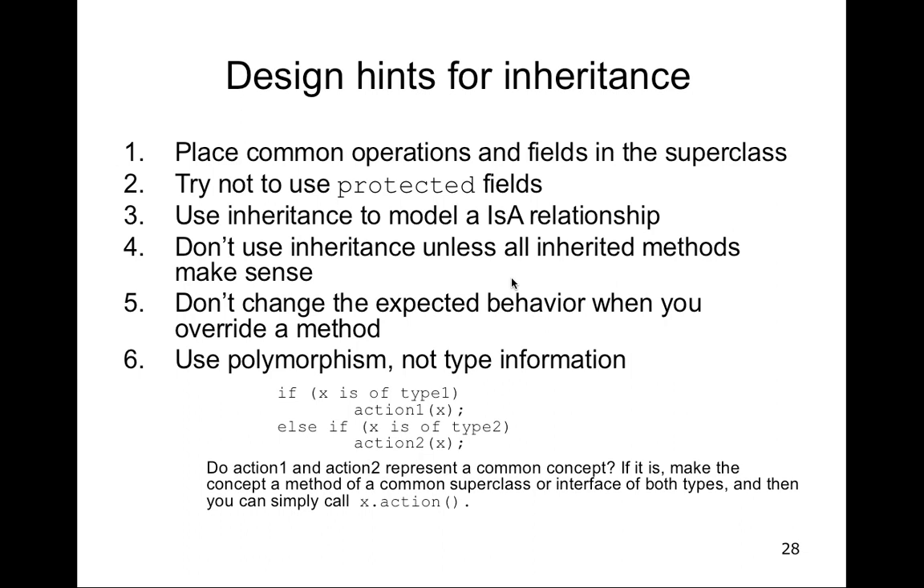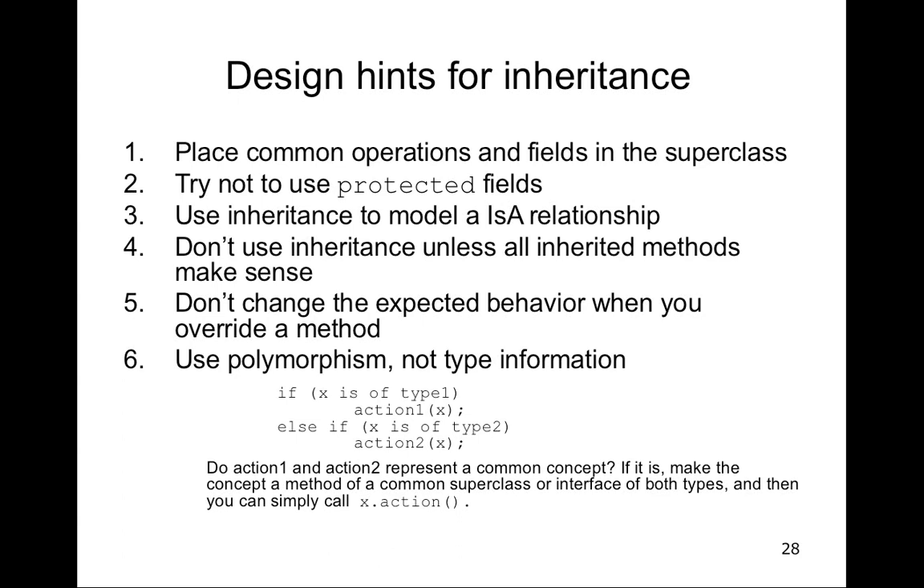You get birds that act like planes because you inherited from a class, or you made your hierarchy so it didn't make any logical sense. Or kangaroos that act like birds or something weird. Don't change the expected behavior when you override a method. If you have something that says print and you change it so it scans, or it deletes, or it does something else, then you've really messed up the entire concept of printing, and then you're going to have problems further down the road. Use polymorphism, not type information.